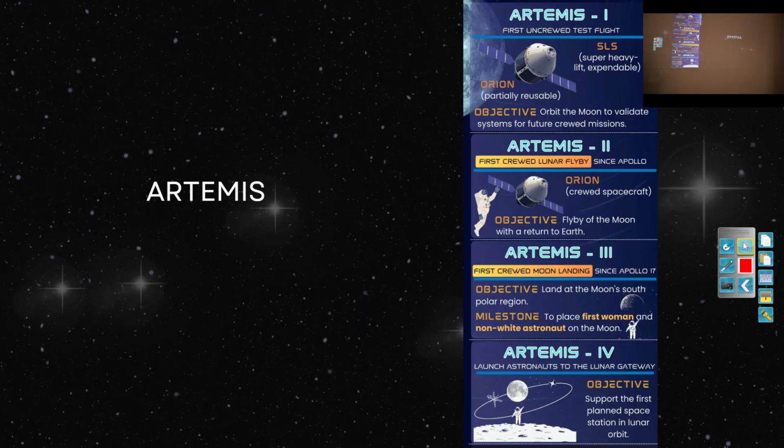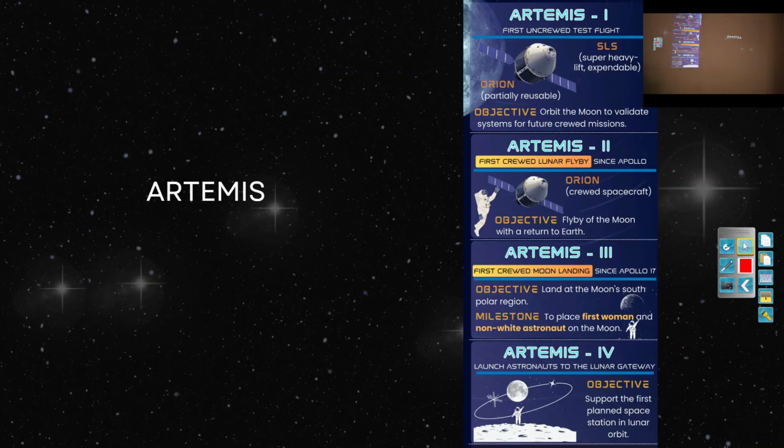So they are saying that they are going to land the first woman and first non-white astronaut. Because the USA has to prove that it's not racial and all of that, so they are planning to send the first woman and non-white astronaut to land on the moon's surface.